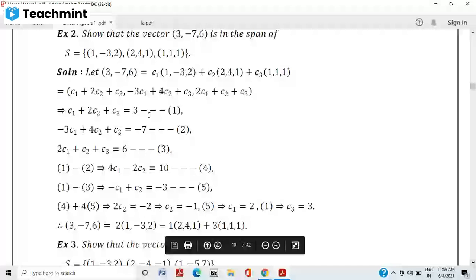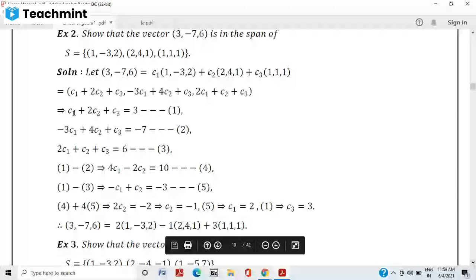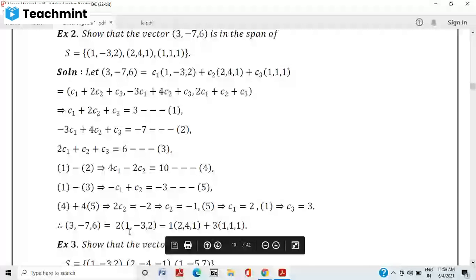C1, we will substitute in equation 1. Then what do we get? C1 is 2. C2 is minus 1. That means 2 minus 2 cancel. Then C3, what do we get? C3 equals 3. Then all the elements exist. Then it is a linear combination. That means it is in the span of that.